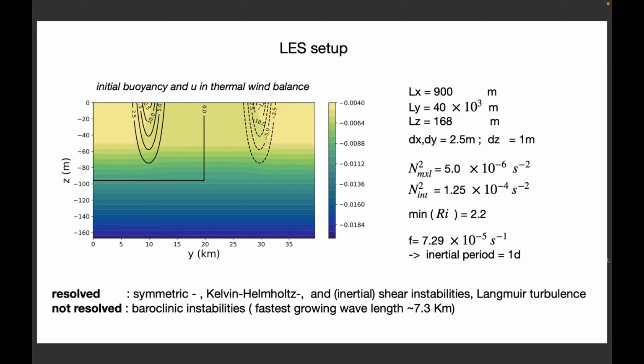The Coriolis frequency is chosen so that we have an inertial period of 1 day. The whole setup is meant to resolve symmetric instabilities, Kelvin-Helmholtz instabilities, inertial shear instabilities, and Langmuir turbulence, but we do not resolve baroclinic instabilities because of our short time scale and also our short along-front domain, which is much shorter than the fastest growing waves.